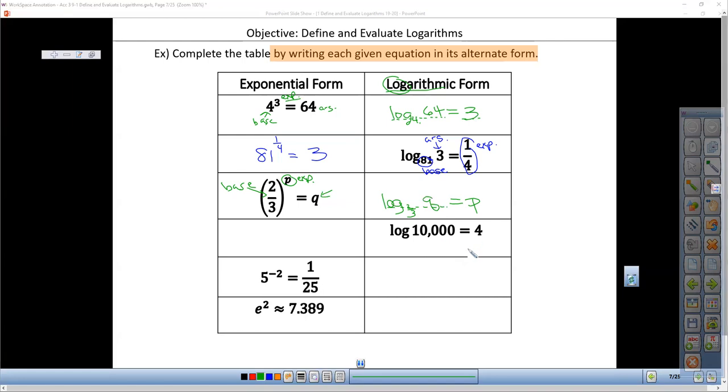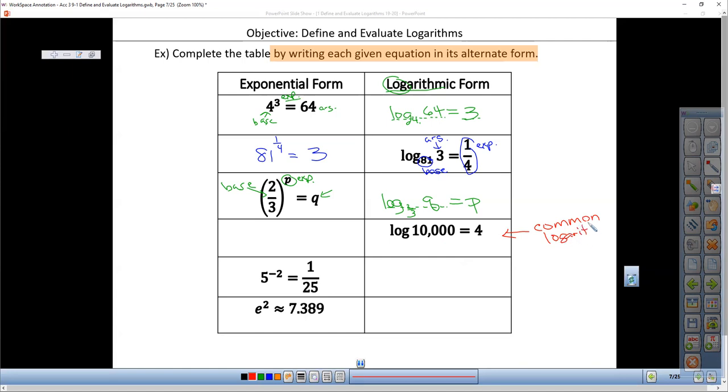All right, now we have again logarithmic form. Now this one's a little bit different. You might notice that in all of our other problems, or in the problem here where we had our 81, it was our subscript base, we don't have a subscript base here. This is what we refer to as a common logarithm.